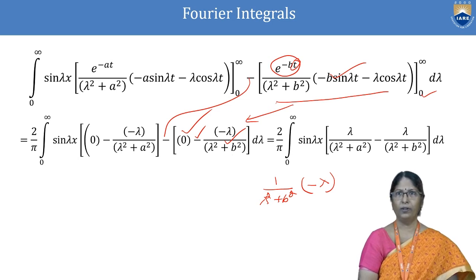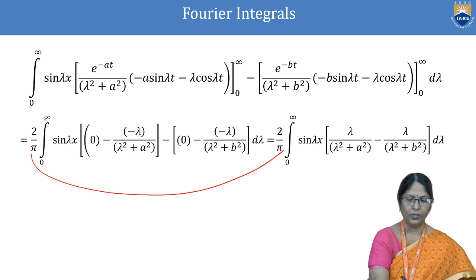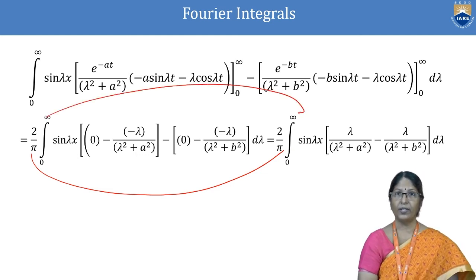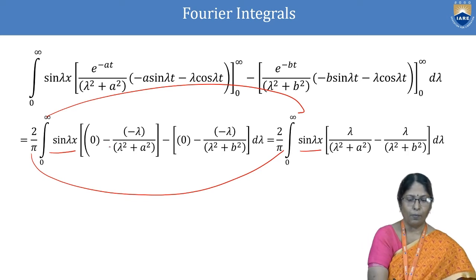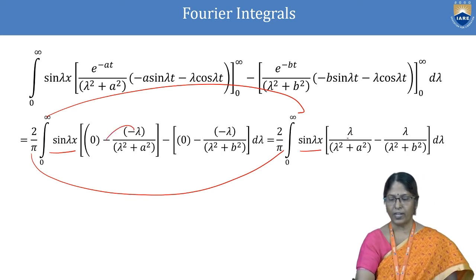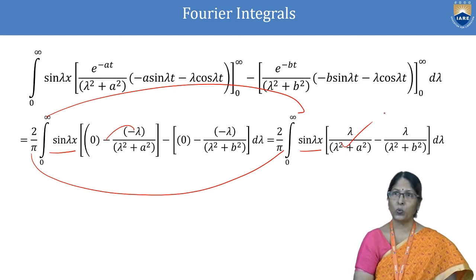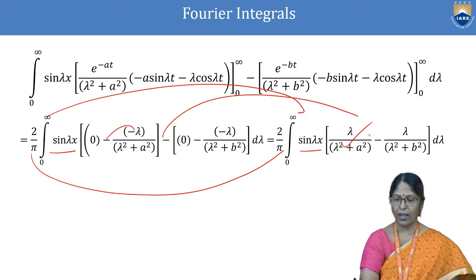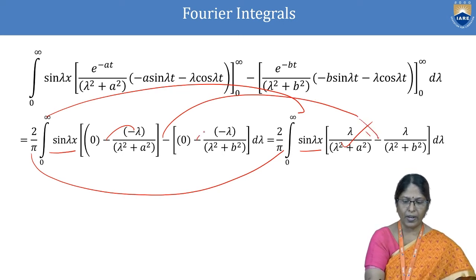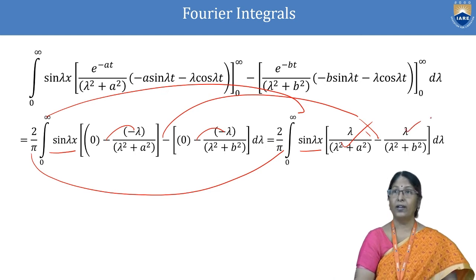The next one, this 2 by pi is written as it is. 0 to infinity is as it is. This sine lambda x as it is. Minus into minus has become plus. So lambda by lambda square plus a square. This minus here, minus into minus is plus, lambda by lambda square plus b square.